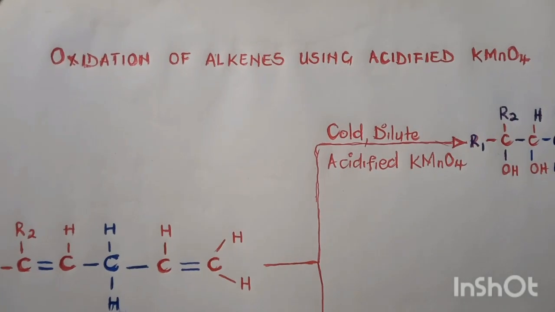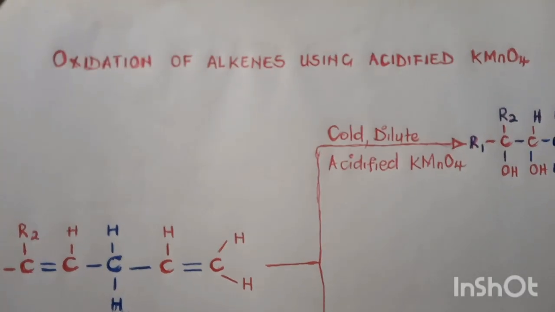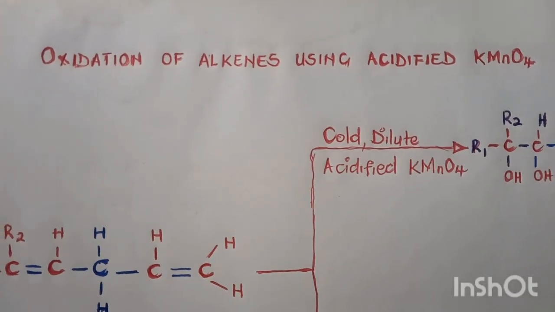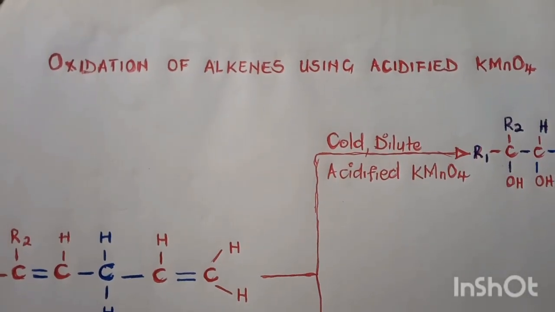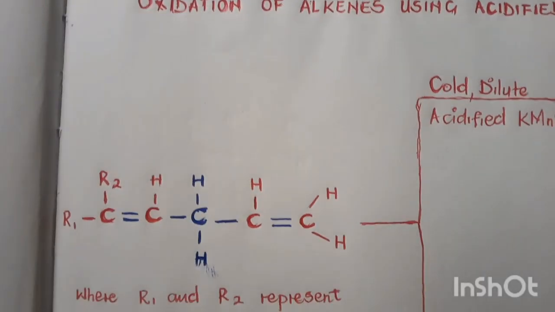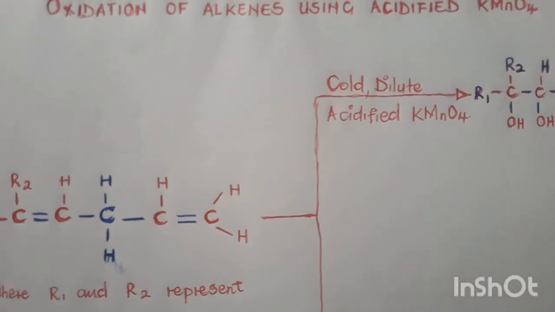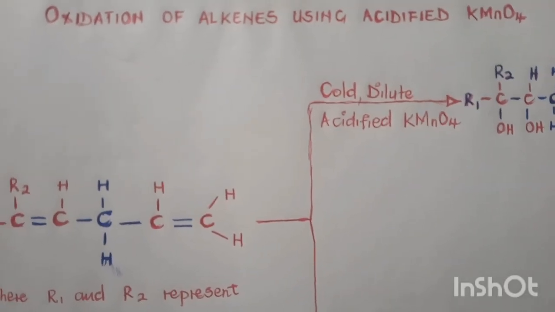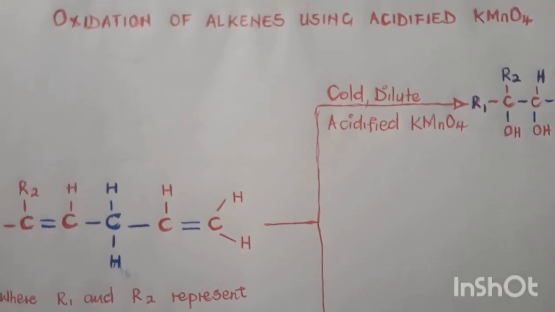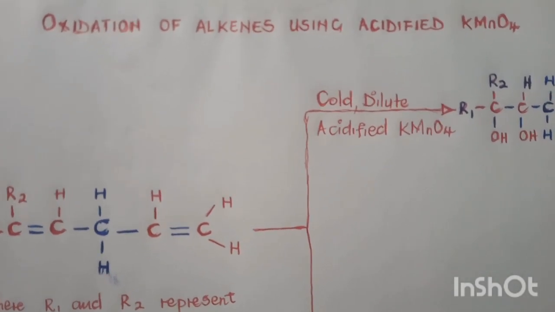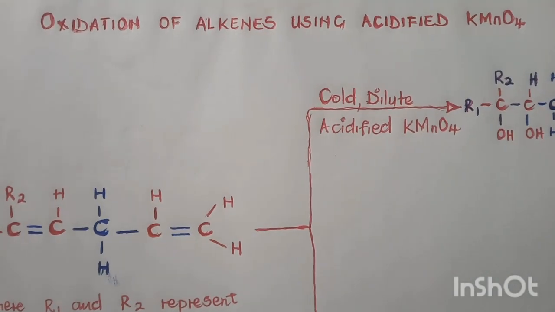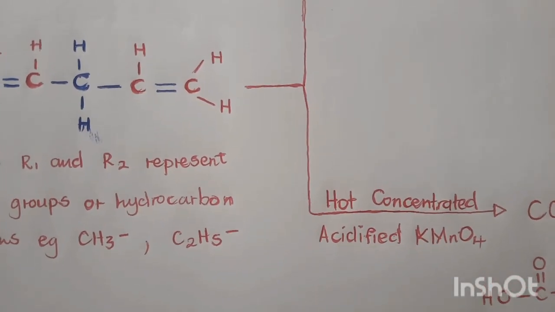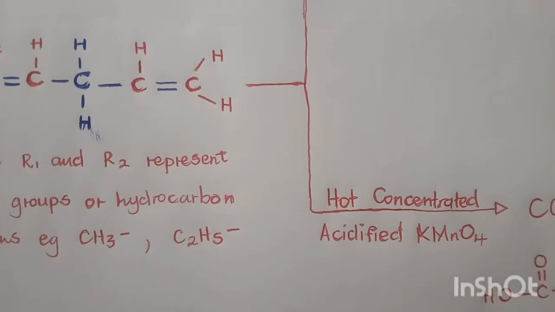In this video I'm going to discuss the oxidation of alkenes using acidified potassium manganate. This oxidation is done in two ways, depending on the conditions used. Either we can use cold dilute acidified potassium manganate, or we can use hot concentrated acidified potassium manganate.